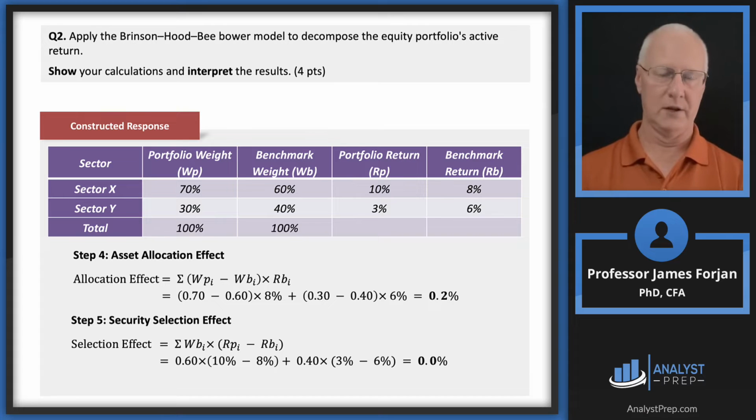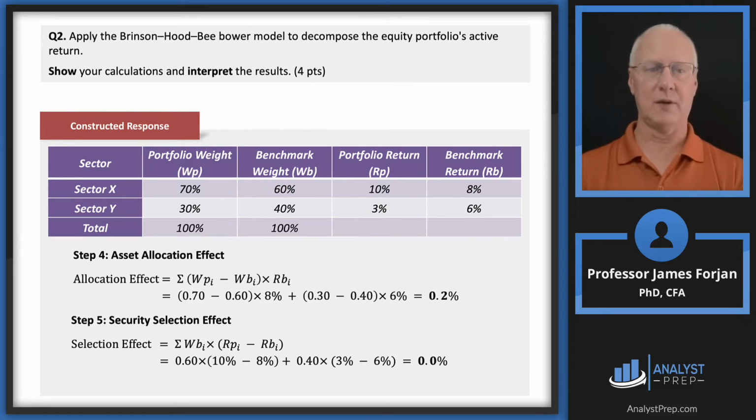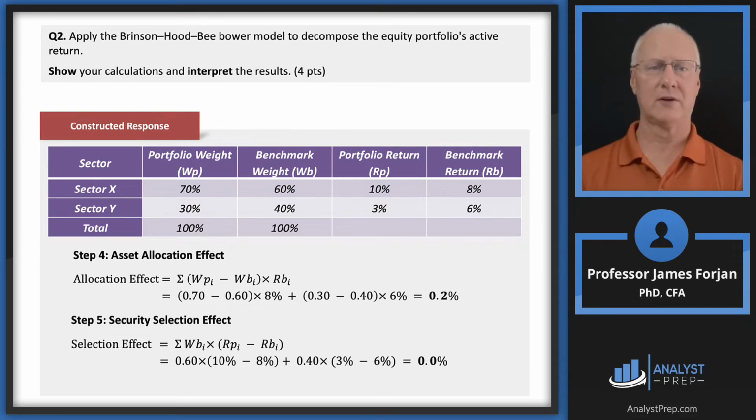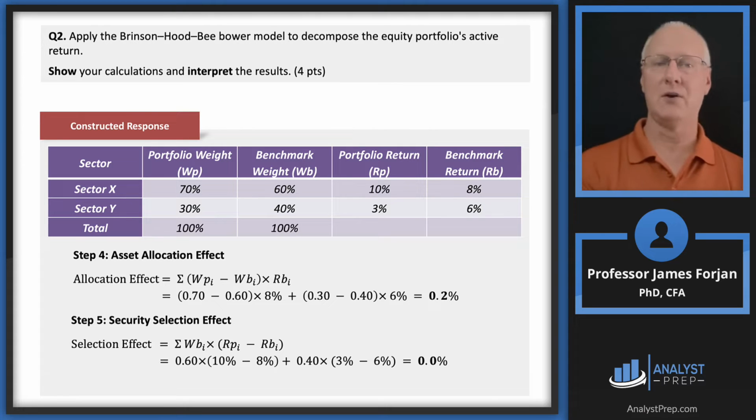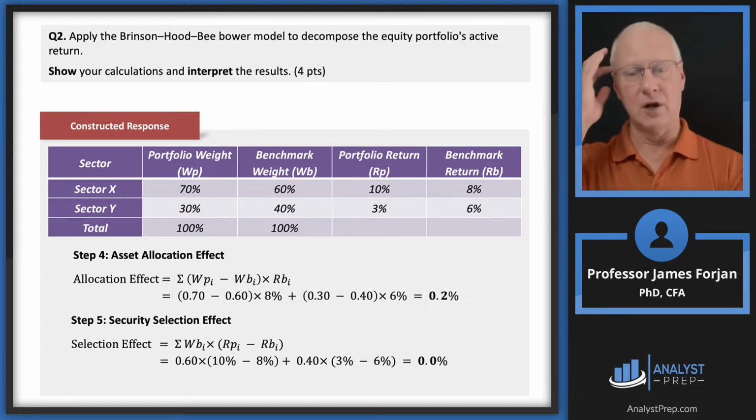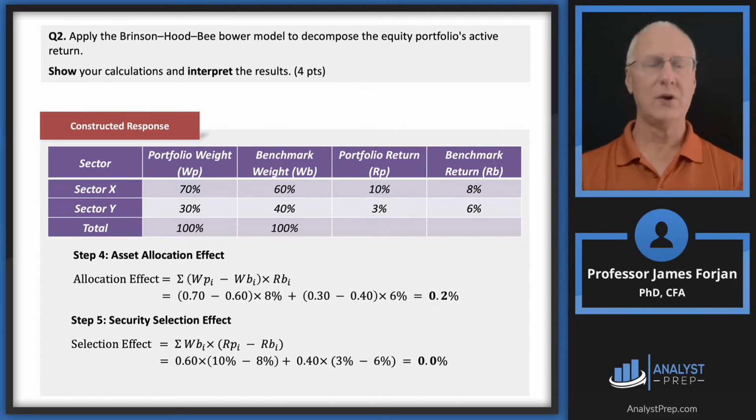So let's go ahead and attack those first two. So step 4, it doesn't matter whether you do step 4 or step 5 in that particular order. So let's do the asset allocation effect. So what this means, we're going to ask ourselves the question, how did we deviate from the benchmark weights? So let's go up to sector X. Benchmark tells us 60, but we did 70. Oh, all right. So we overweighted in sector X, but then we underweighted in sector Y. So what impact did that have on the return of the portfolio? So all we're going to do, and this is what I said earlier, we're going to take the difference between some of these columns.